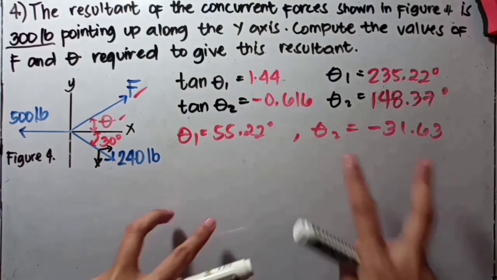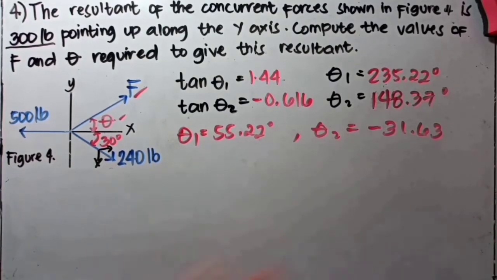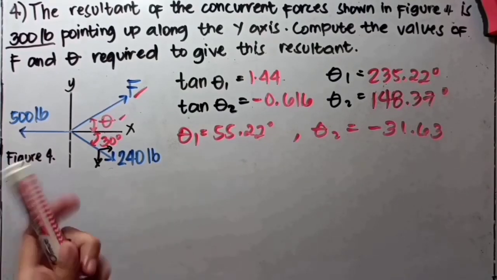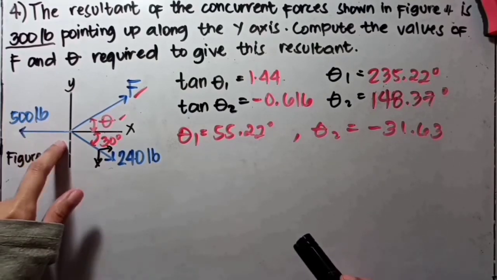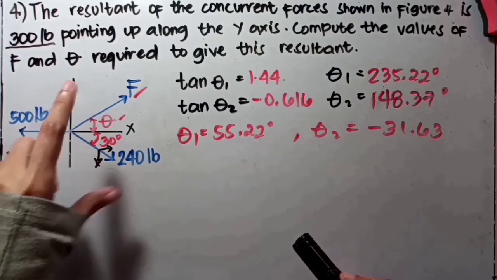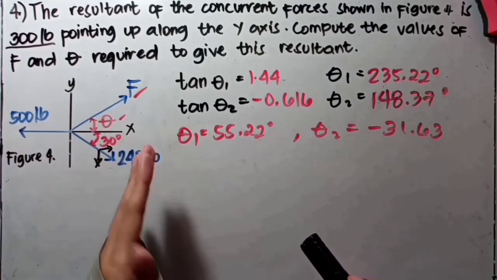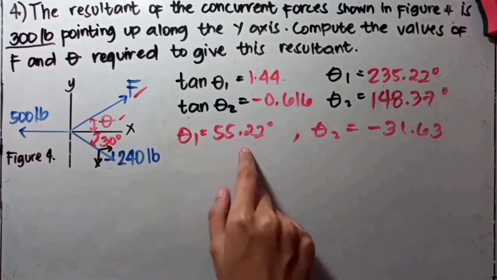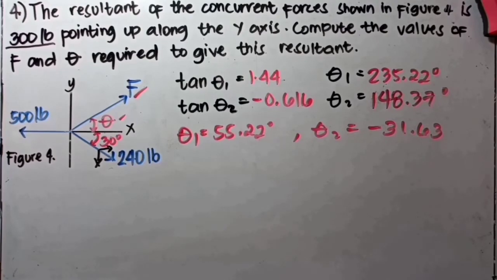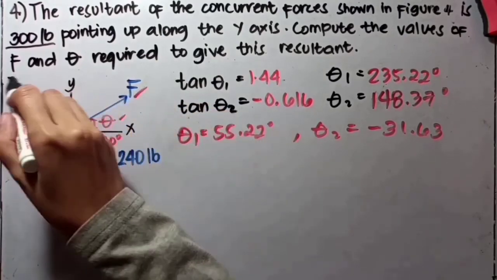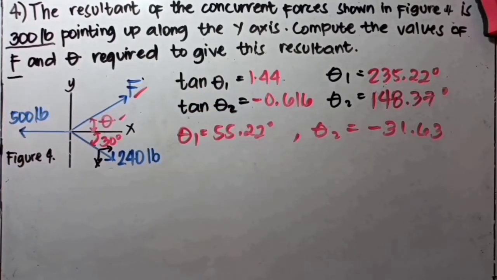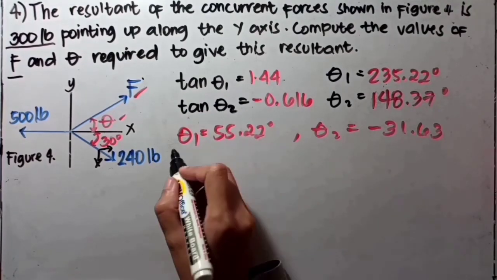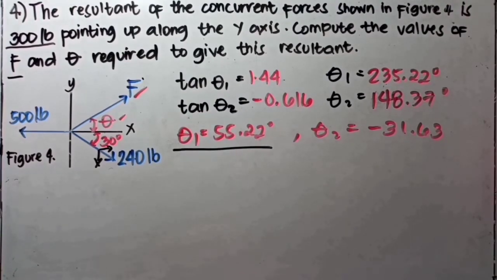So, based dito sa dalawang answer, pipiliin natin kung ano ba talaga ang tama na theta na gamitin. So pag makikita nyo ang diagram, wala namang y force dito. Nandito lahat sa right side. So, meaning, nasa positive side siya. So, ibig sabihin, ang tamang sagot na pipiliin dapat natin ay ang 55.22 degrees na angle. So, yun ang gagamitin natin para makuha natin ang another unknown which is the F. Itong F. Hinahanap din natin yan. So, gagamitin natin itong theta 1 to solve for F.